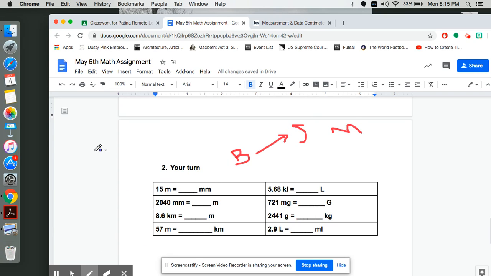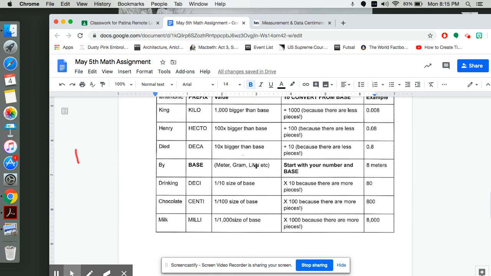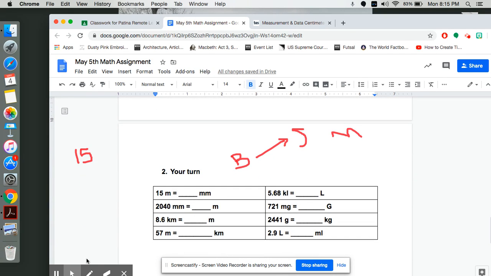Okay, so the question I have to ask myself, well, what am I going to multiply 15 by to figure out how many millimeters I have? So if I scroll up here and I look down here, everything's in a base 10. So actually, this chart helps really well. It says I'm going to times 10, times 100, or times 1,000 because I'm at millimeters. So I'm actually going to times 15 times 1,000 because I had to go down 3 times.